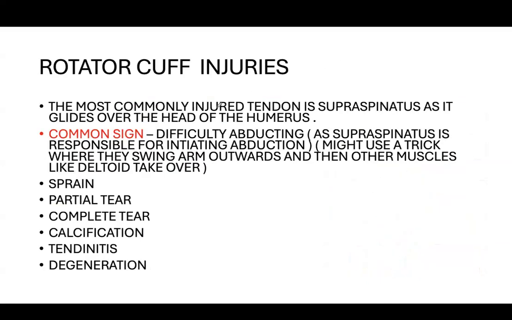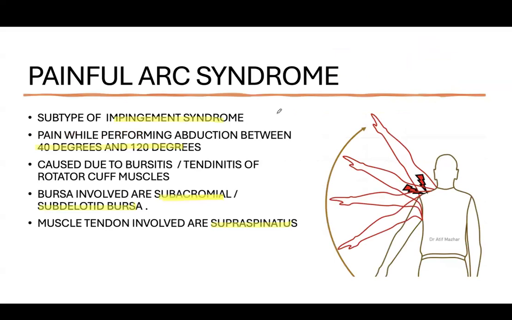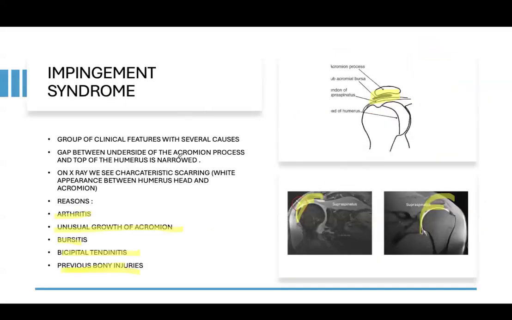So now, the rotator cuff muscles are the SITS muscles. I'm sure you know them all by heart. If you don't, good luck. The most commonly injured one is supraspinatus. And the reason for this is it glides over the head of the humerus and it's stuck between the acromion process and the top of the humerus in this narrow space.